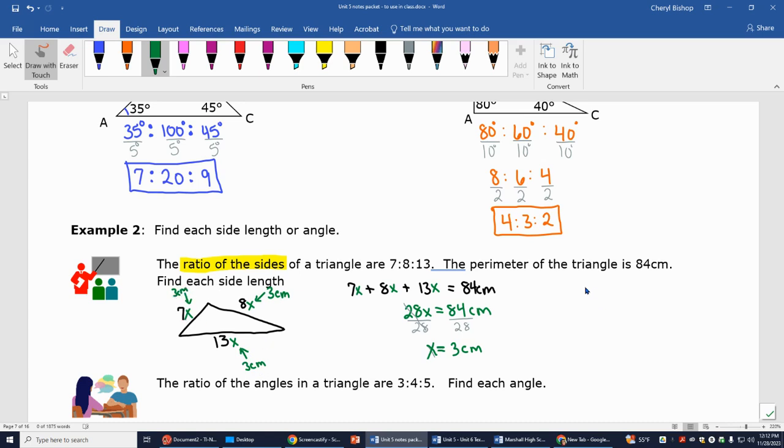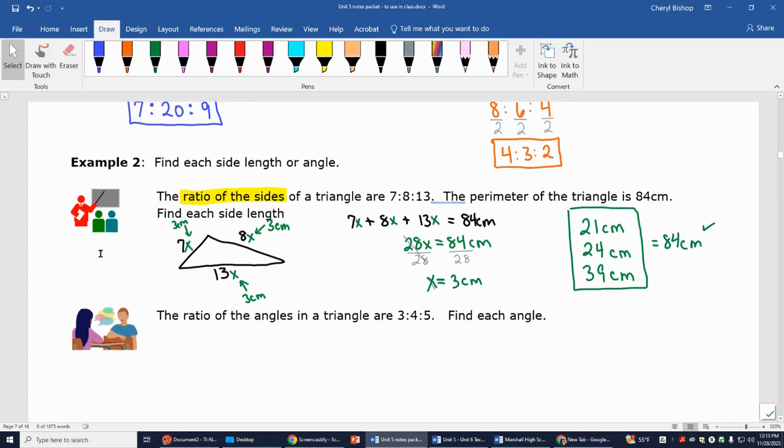7 times 3 centimeters is going to be 21 centimeters. 8 times 3 centimeters is going to be 24 centimeters. And 13 times 3 centimeters is going to be 39 centimeters. We can check this because 21 plus 39 plus 24 equals 84 centimeters. And then we feel confident we did it correctly.